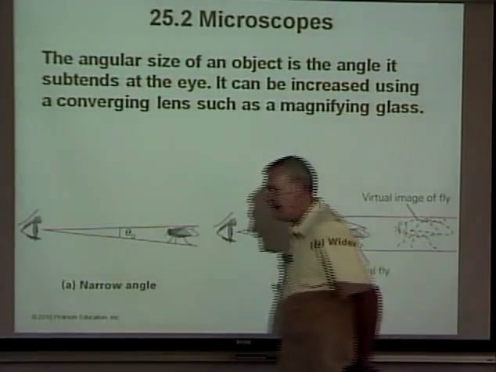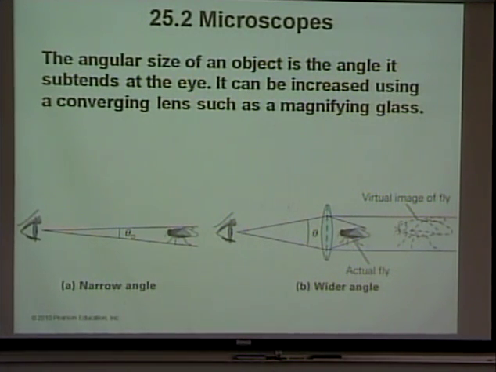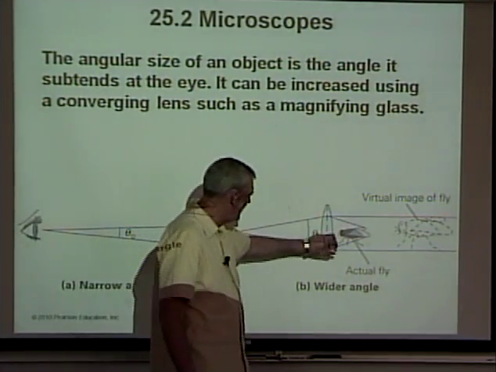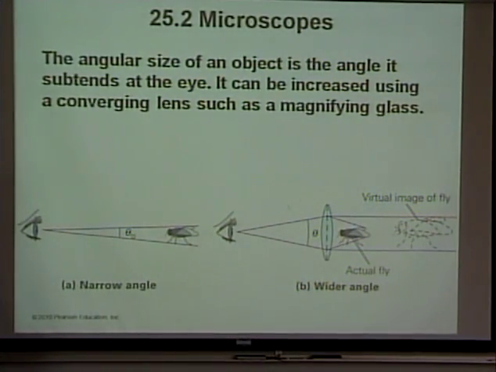All right. So anyway, the angular size of an object is the angle that it subtends at the eye, okay? And it can be increased through a converging lens such as a magnifying glass. So you've got a nice little converging lens, but it moves the object further back. Of course, the image distance moves further back. But anyway, it magnifies it a little bit. And if you get the sun just right, you can kind of cook that fly a little bit.